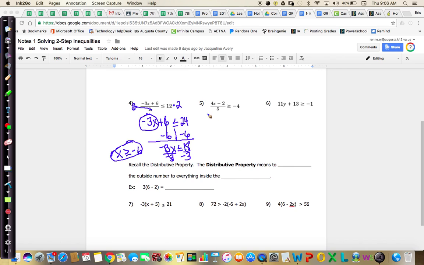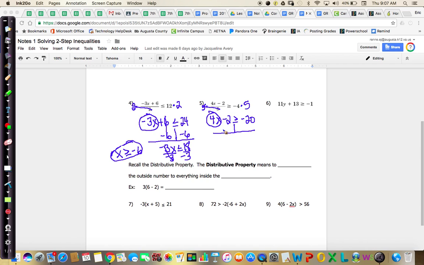Okay, moving on to number 5. This is another special case because there's 2 terms on top of the fraction, so we have to get rid of the 5 first. So we're going to multiply both sides by 5. Okay, 5 divided by 5 is 1, so we're going to bring down 4x minus 2 is greater than or equal to negative 20. Okay, circle your variable and draw your T.